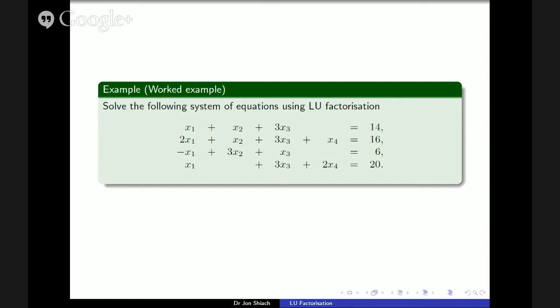Okay, so that's what I need to solve. Because it's lower triangular, we can use forward substitution. If we read across, this means 1 lot of y1 is equal to 14. So therefore, y1 is 14.